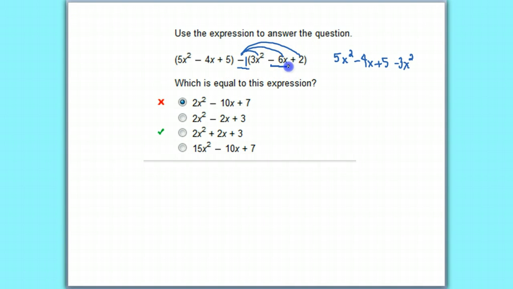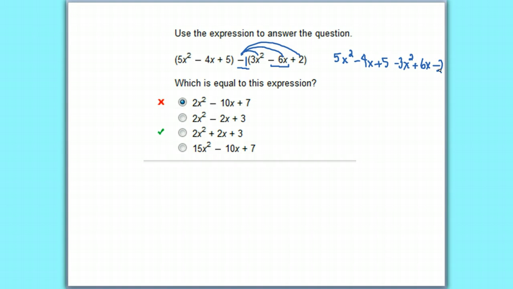Now I'm going to take a -1 times a negative 6x. This sign here goes with the 6x. So that is a positive 6x. Negative times a negative is a positive. And then I have -1 times positive 2, which is a -2. So I'm going to have -2, if I can squeeze that in.